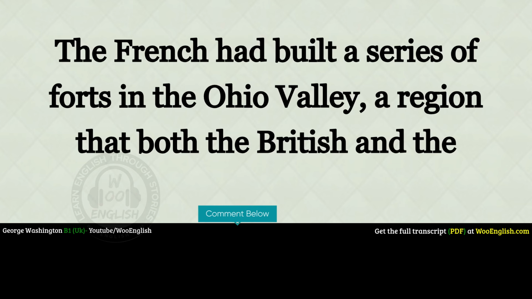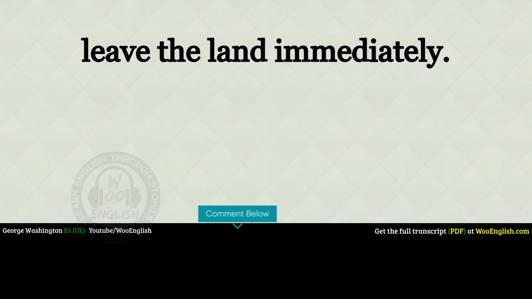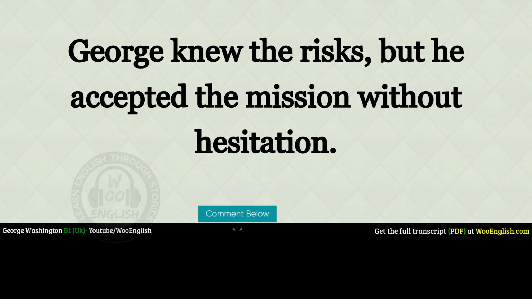The French had built a series of forts in the Ohio Valley, a region that both the British and the French claimed as their own. Governor Dinwiddie needed someone to deliver a message to the French, a message that demanded they leave the land immediately. It was a bold move, and one that could lead to war. George knew the risks, but he accepted the mission without hesitation.